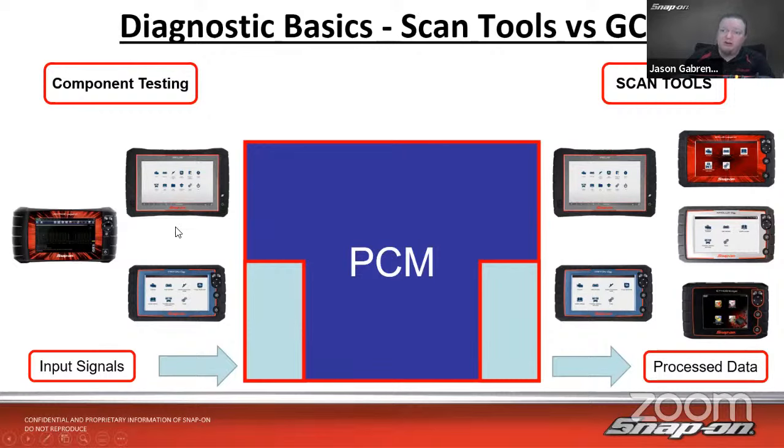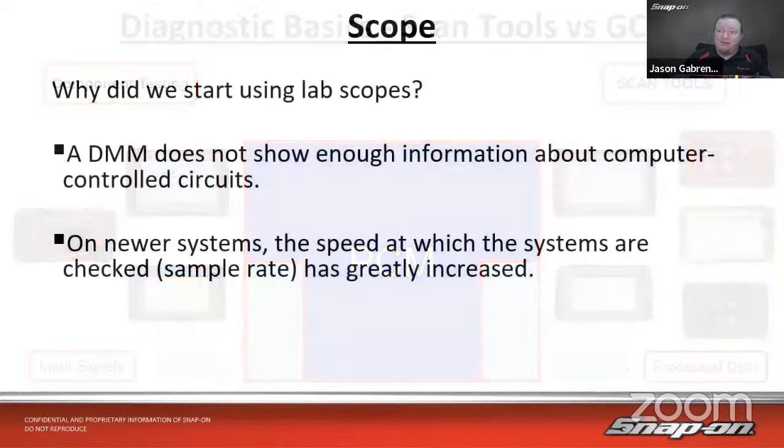So we always want to try our best to test at the source, at the component, or somewhere between the component and the PCM before the computer gets its grubby hands on the signal and has a chance to change it, right? So we want to always make sure we're testing the component directly. And I think in this day and age, with the supply chain problems that we've been having and things like that, we want to make sure that we're testing it right the first time and being sure.